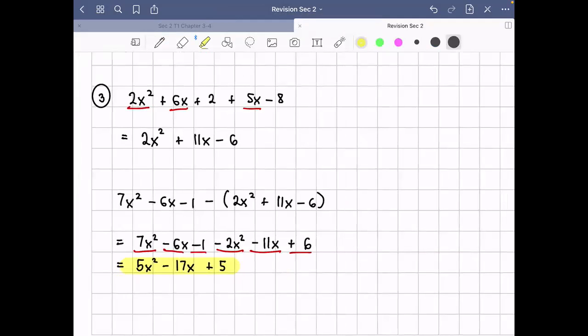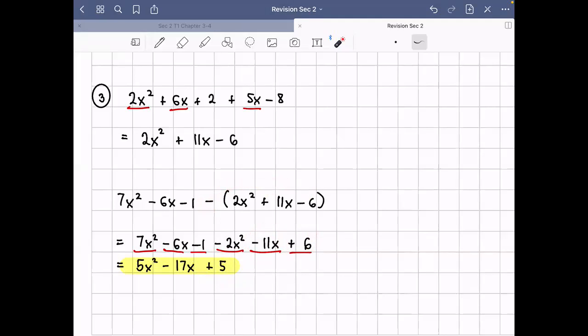Last, please be careful with the signs. Instead of getting positive 5, I did negative 5. I don't even know how I got that. This one, you got negative 5 here. Be careful with your signs, okay? Again, negative times positive is negative, and then negative times a negative is a positive.